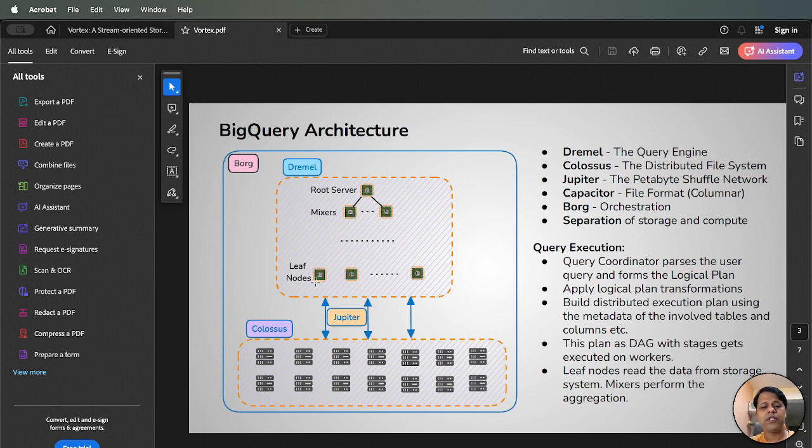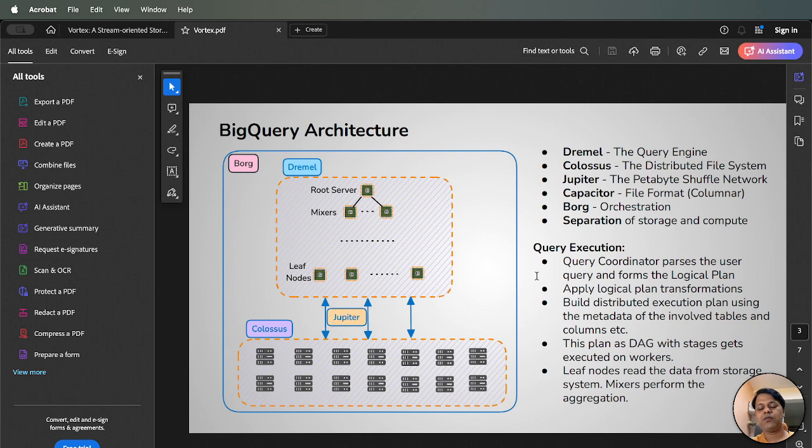And all of the data shuffling between these compute slots happens through the Jupiter network, which is like a high-petabit network to transfer the data between slots or the compute when they perform different operations.